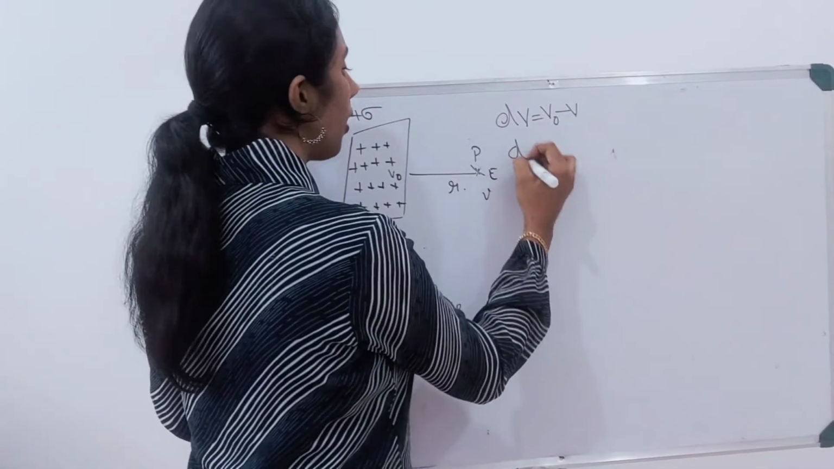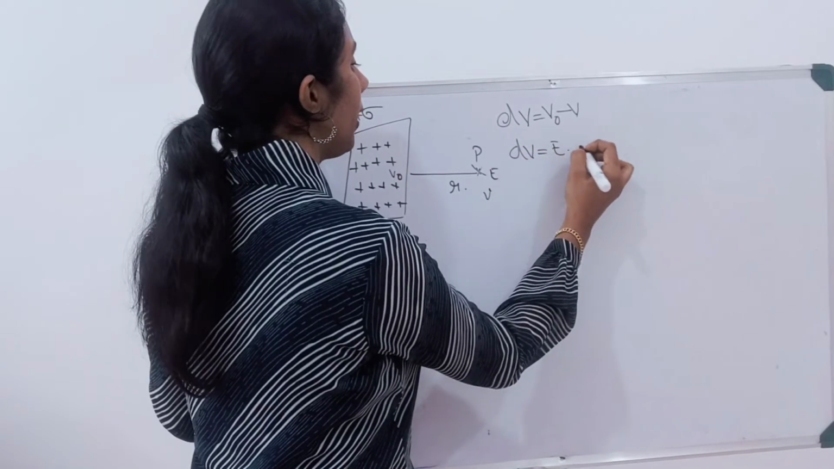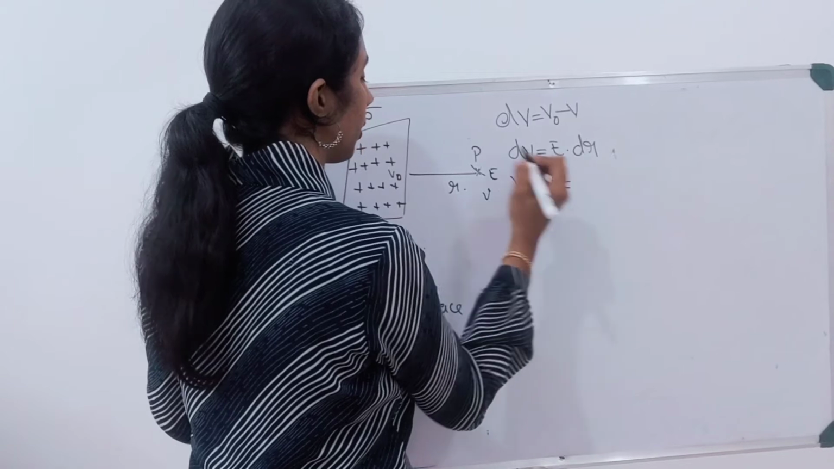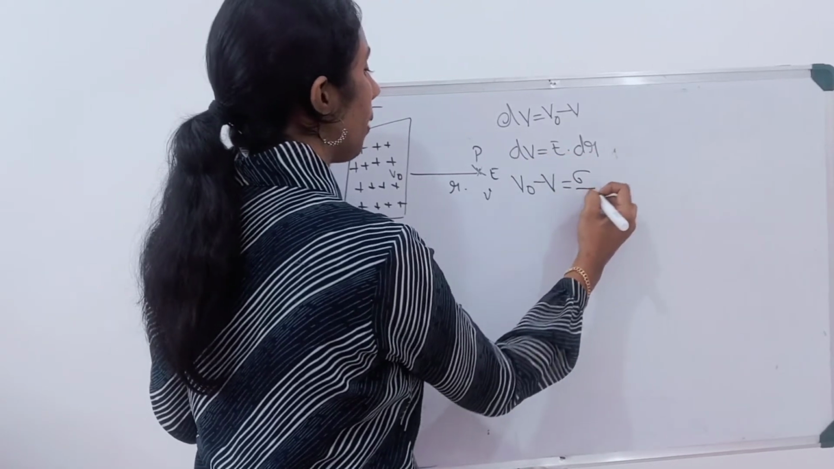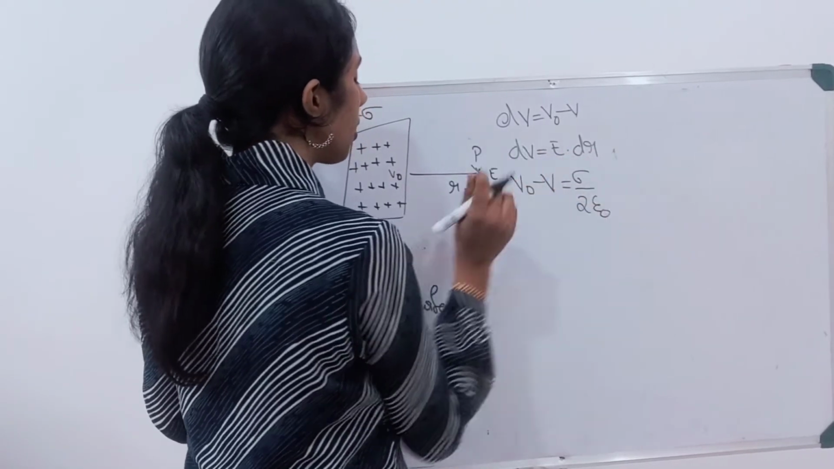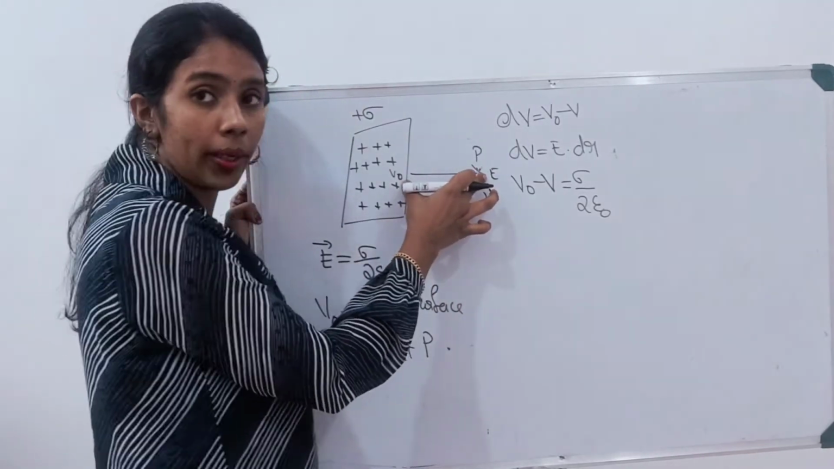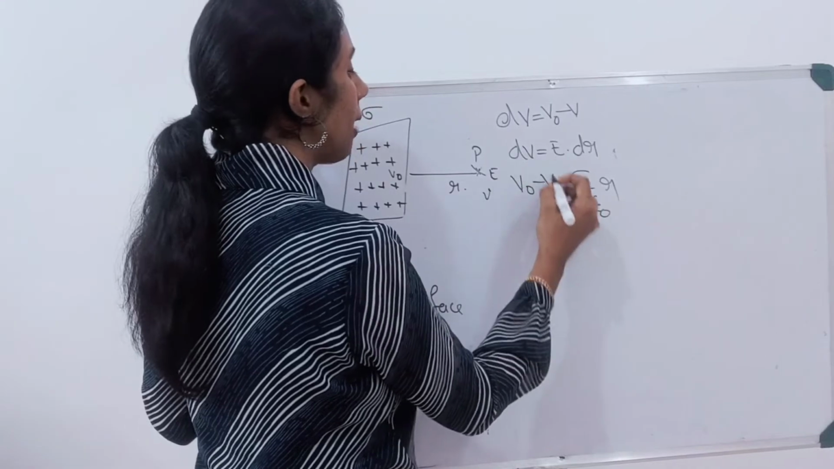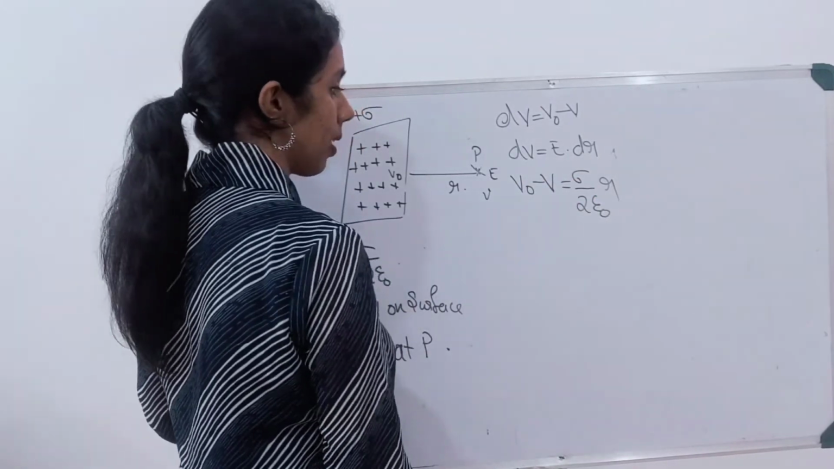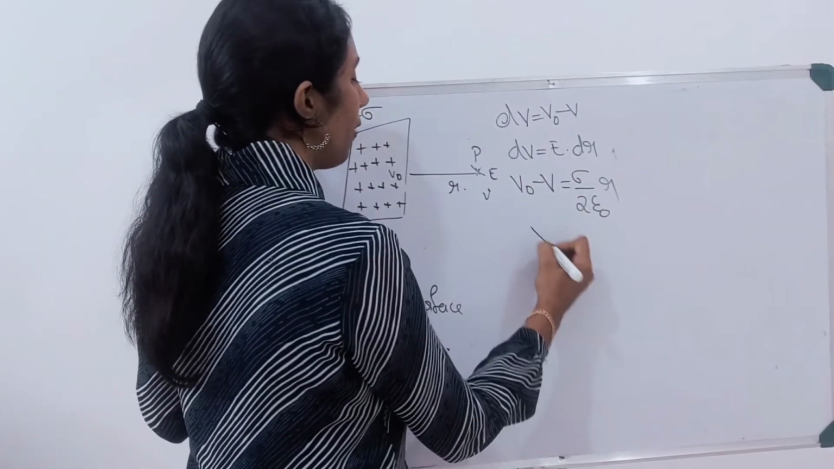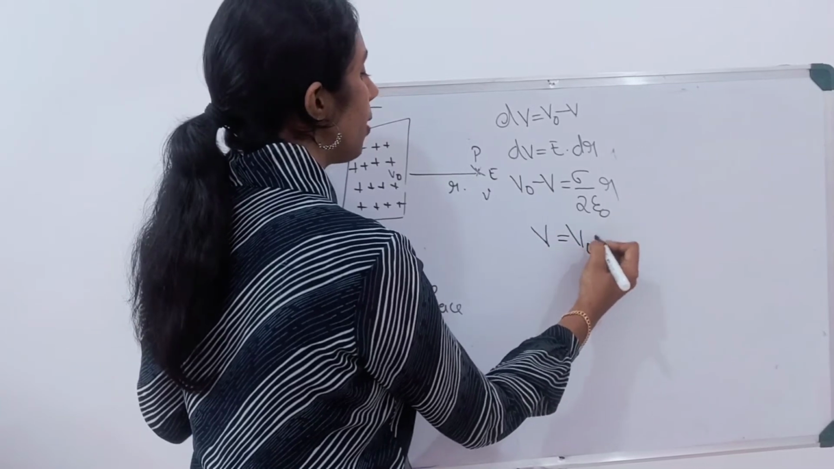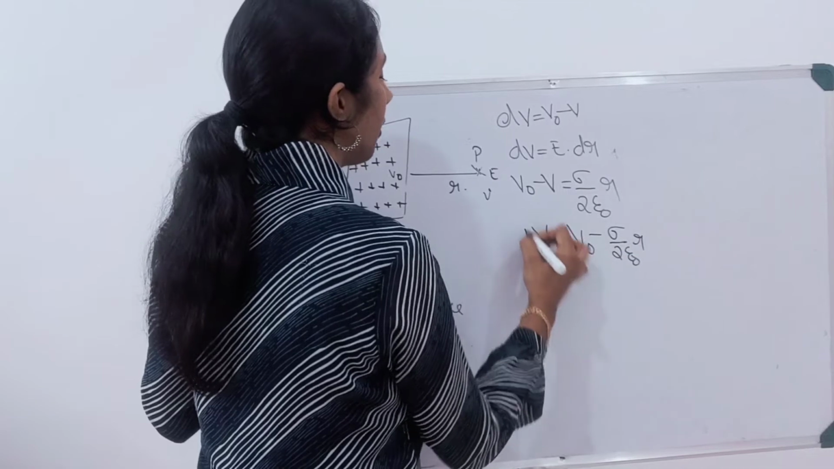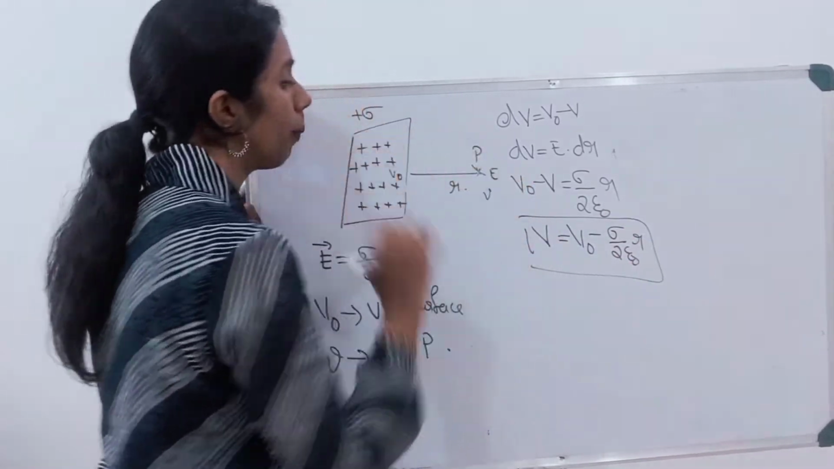So, according to the equation, dV is equal to E dot dr. I can write V0 minus V is equal to, instead of E, sigma by 2 epsilon 0. Instead of dr, it is the distance between point P and the sheet. It is nothing but r. So we got V0 minus V is equal to sigma by 2 epsilon 0 into r. V is equal to V0 minus sigma by 2 epsilon 0 r. This is the expression for potential at point P.